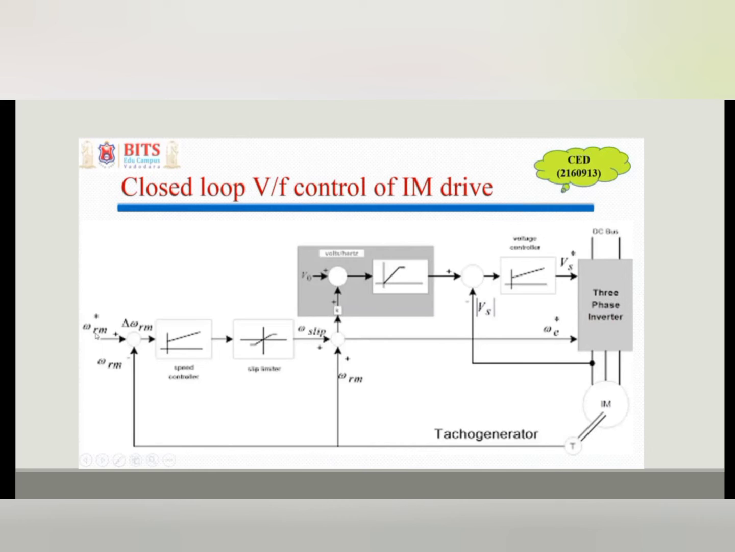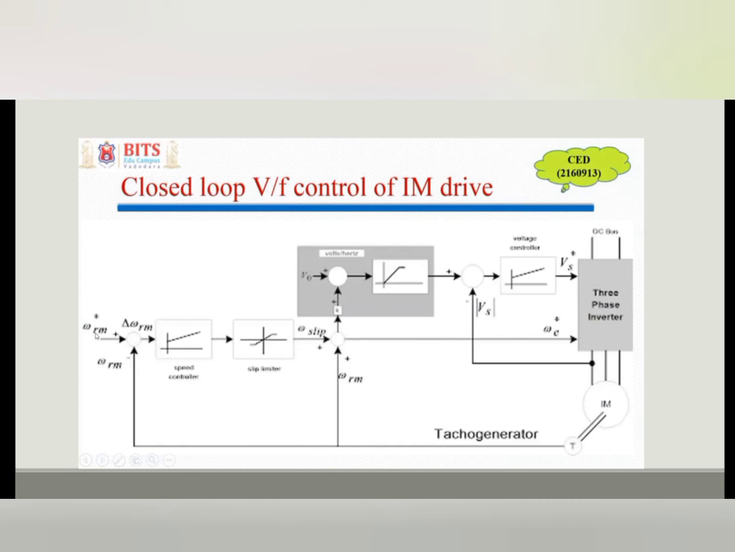In an induction motor, torque is proportional to the slip speed. That is why the PI speed controller in an induction motor outputs a slip frequency. Next, this slip frequency is regulated using a slip regulator, which restricts the operation below the breakdown frequency at which maximum torque is developed in an induction motor.